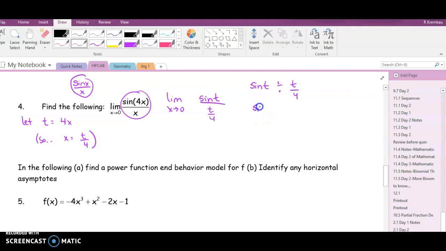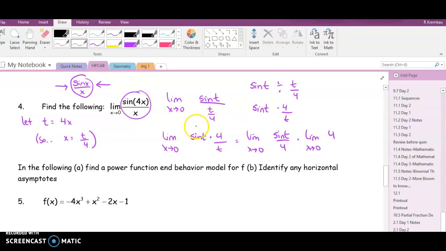Remember that when you divide by a fraction, it's the same thing as multiplying by the reciprocal. So we're really doing sine of t times 4 over t. So let me split this up. We're going to do the limit as x approaches 0 of sine of t times 4 over t. I am going to split this up so that the t is under the sine of t, so that it looks just like this guy, except t's instead of x's. So we're going to do the limit as x approaches 0 of sine of t all over t times the limit as x approaches 0 of just 4. Because if you multiply those together, you do get the same thing.